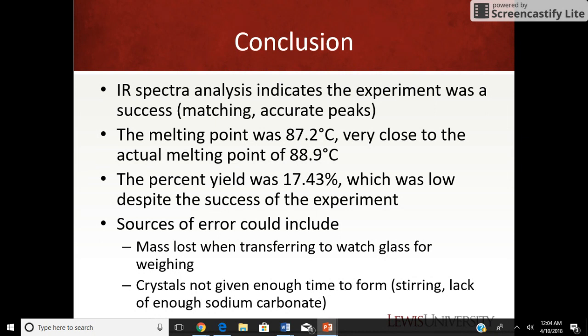If the experiment were to be completed again, I would definitely be more patient in my heating process, making sure all of that solid was dissolved into the liquid in the vial. And then again, I would give the crystals enough time to form. That way I got the maximum amount of product I needed to create the highest yield possible. And that is a synthesis of benzocaine.